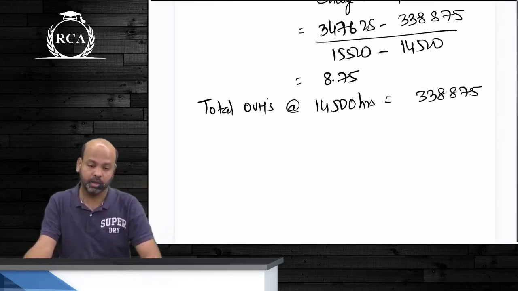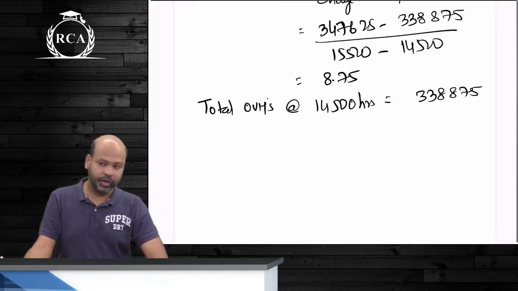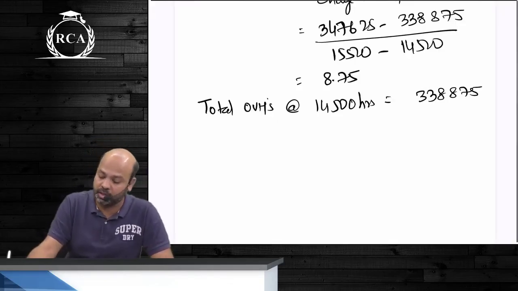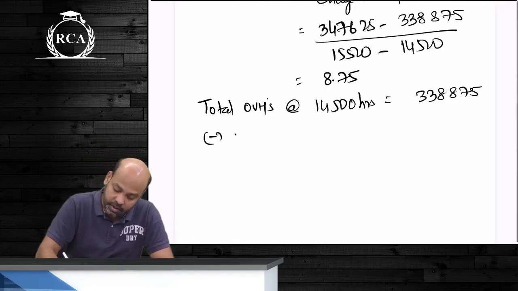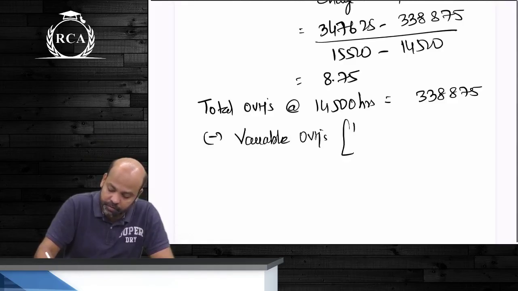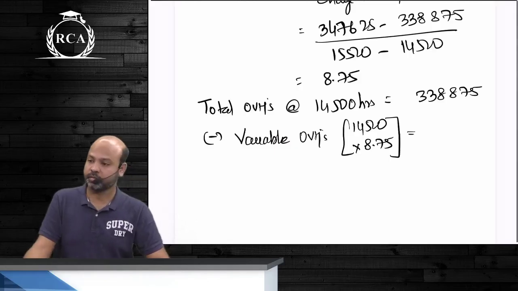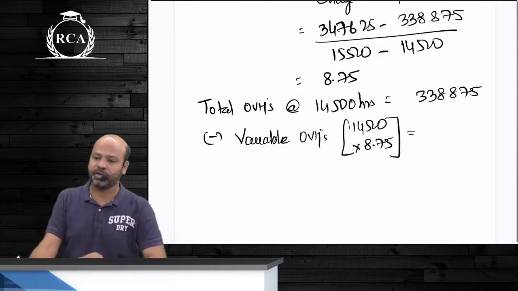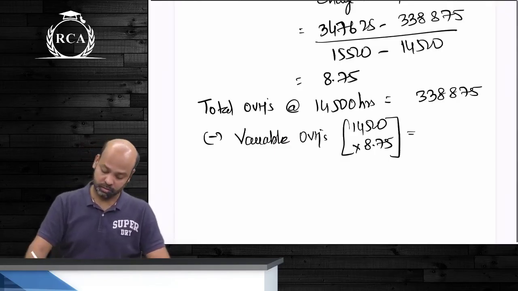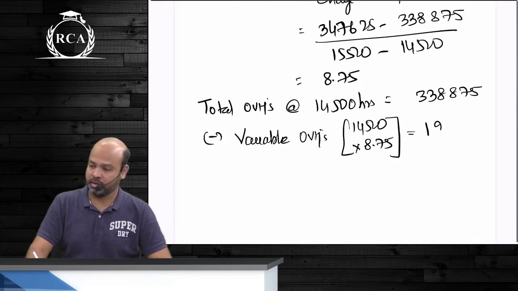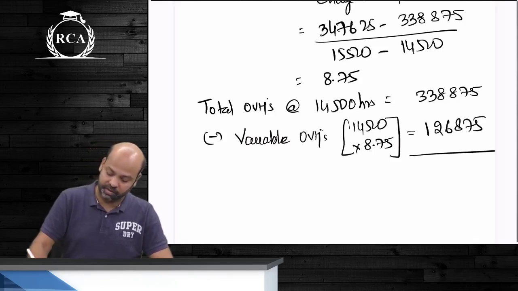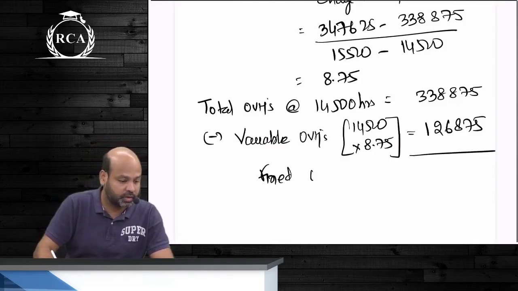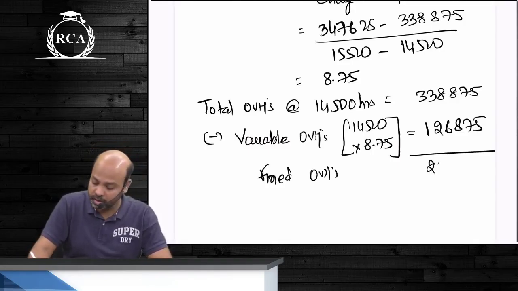3,38,875. Total overheads at 14,500 hours will be 3,38,875 minus variable overheads, which would be 14,500 multiplied by 8.75. 1,26,875 guys. You will get fixed overheads 2,12,000.